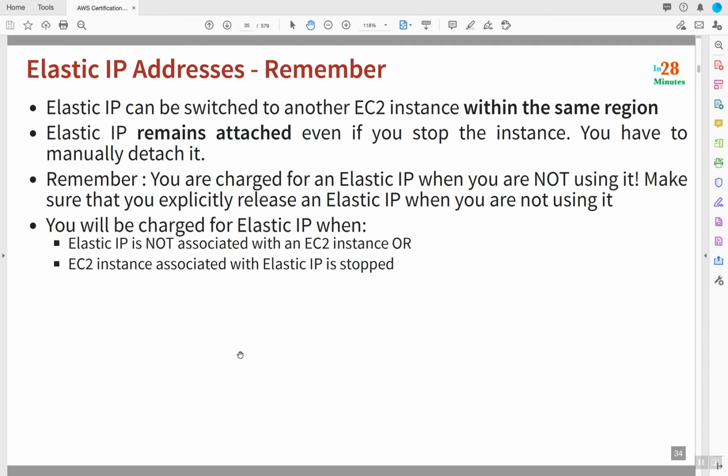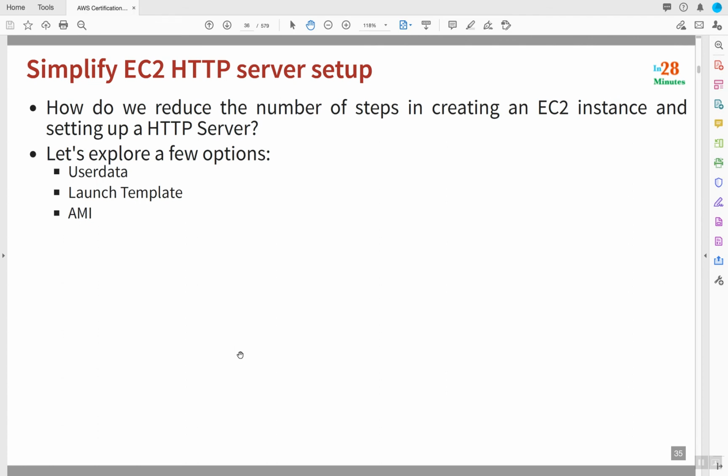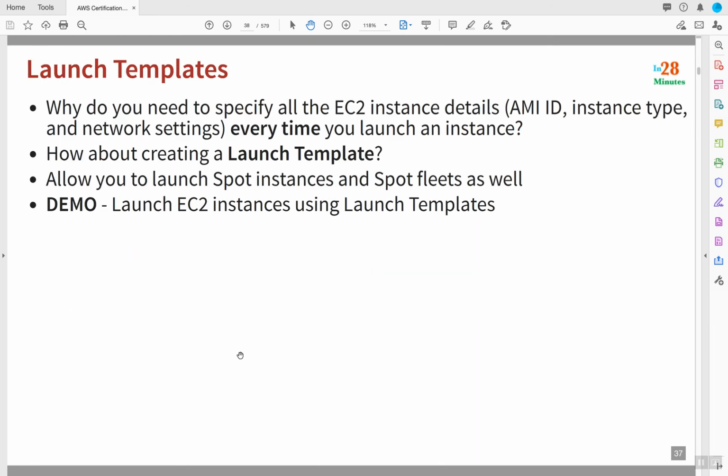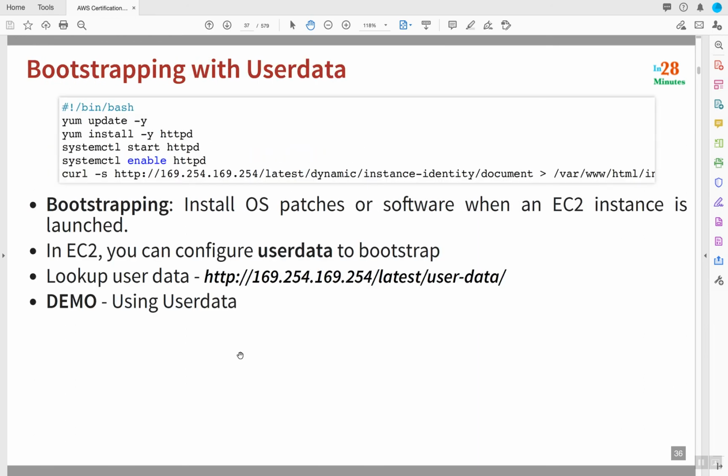How do we reduce the number of steps in creating an EC2 instance and setting up an HTTP server? Let's explore a few options: user data, launch template, AMI. Bootstrapping with user data: yum update -y, yum install -y httpd, systemctl start httpd, systemctl enable httpd, curl -s http://169.254.169.254/latest/dynamic/instance-identity/document > /var/www/html/index.html. Bootstrapping means installing OS patches or software at instance launch. In EC2 you can configure user data to bootstrap.